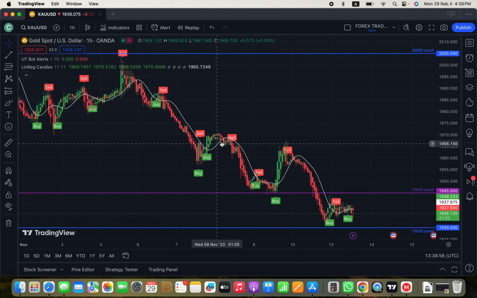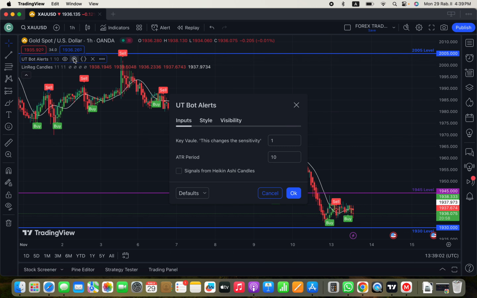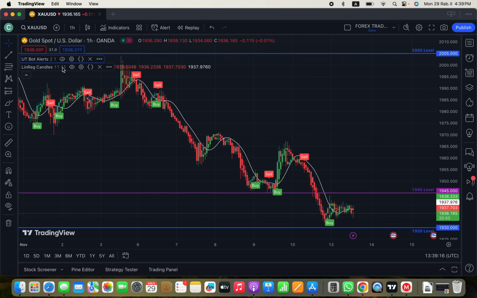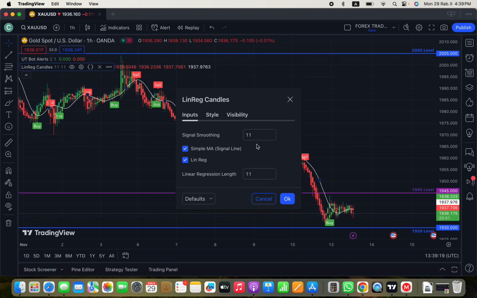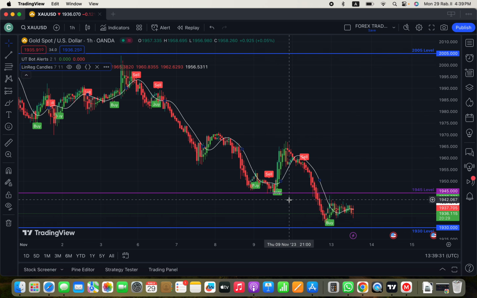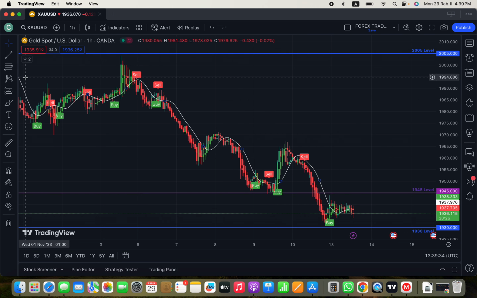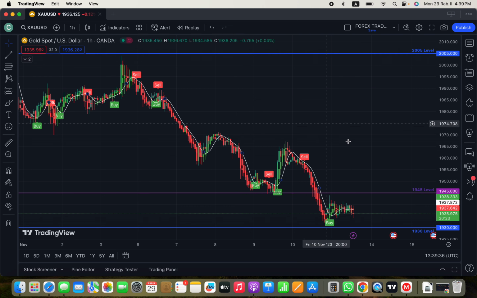But we're not going to use the default settings. We are going to change the default settings. So you go to your UT Bot settings, you go to the key value. The key value here will be changed to 2. The ATR period will be changed to 1. Good. And let's go to the next one, your linear regression candle. This will be changed to 7, and we'll leave this 11 like that. Good. So this is it, as easy as this.